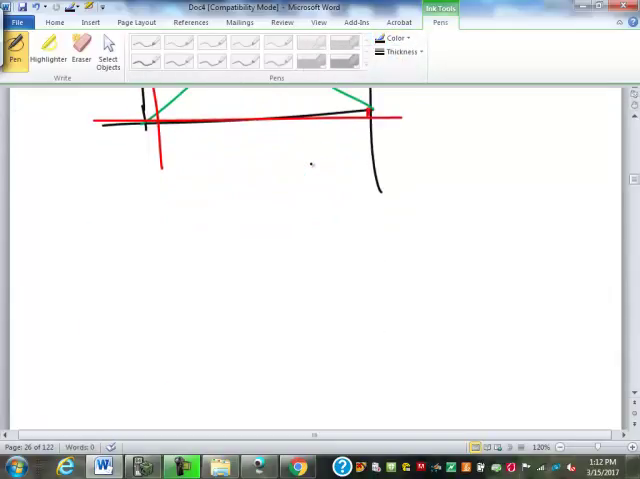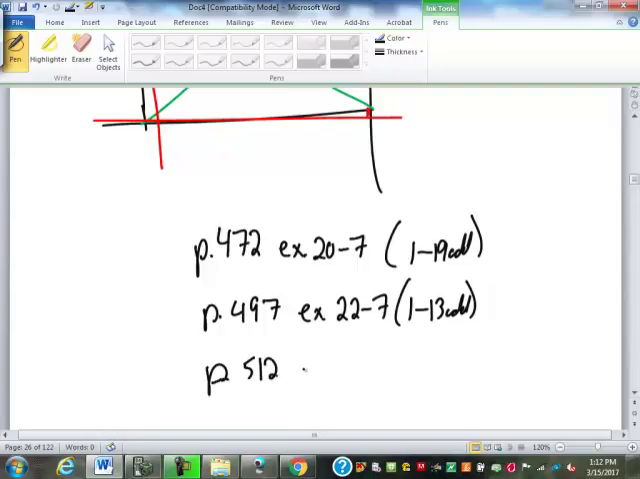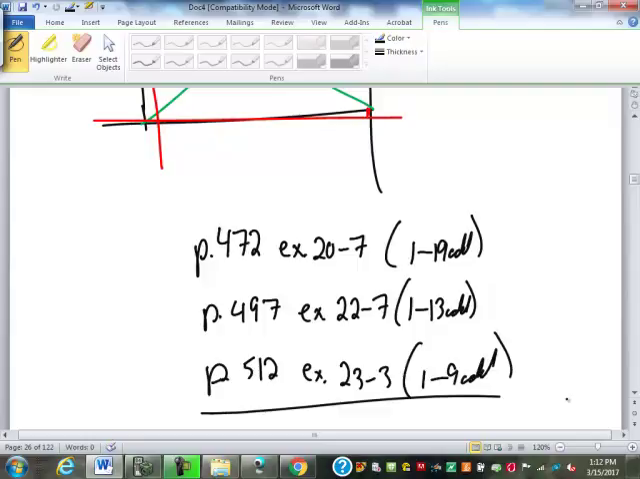Okay. I believe I've got to give you guys a packet here. Page 472 in this packet is going to be exercise 20-7, 1 through 19, the odd. 497, exercise 22-7, 1 through 13, the odd, and page 512, exercise 23-3, 1 through 9, the odd. I'll grab this package for you.